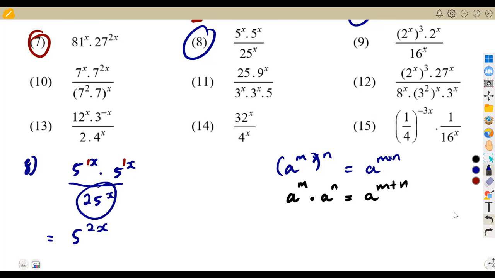But what about this one? Can it be added? No, it cannot be added. It cannot be subtracted.